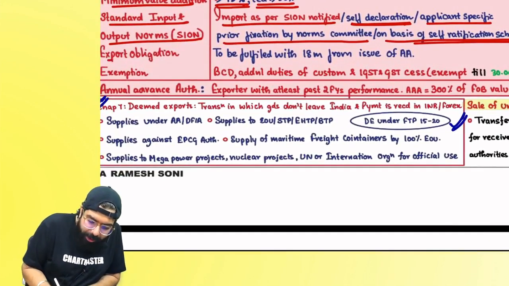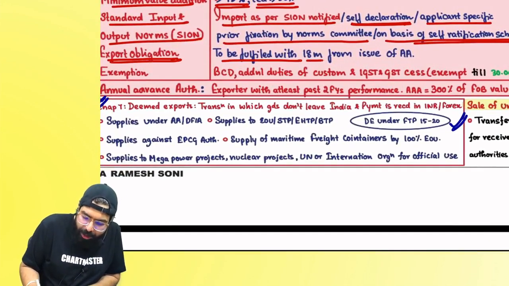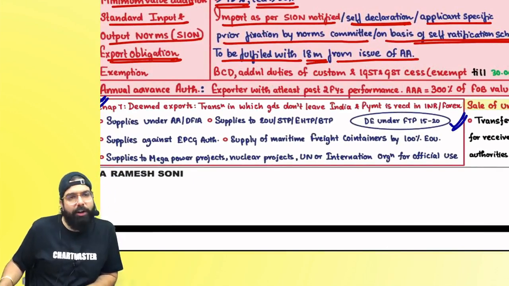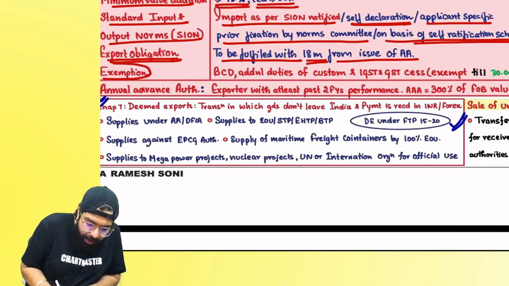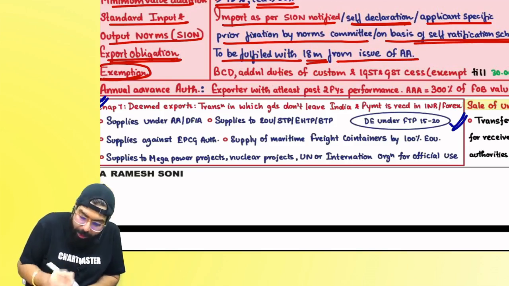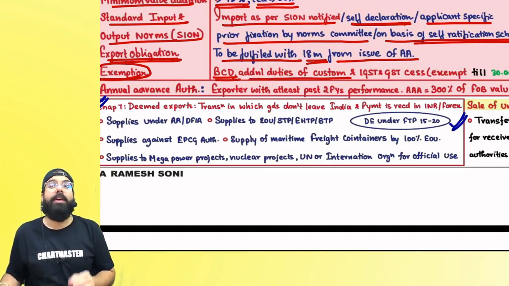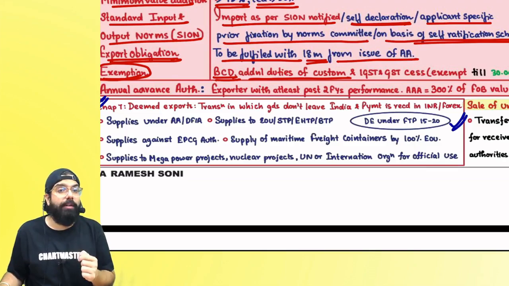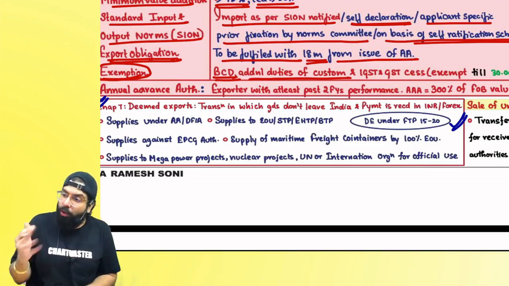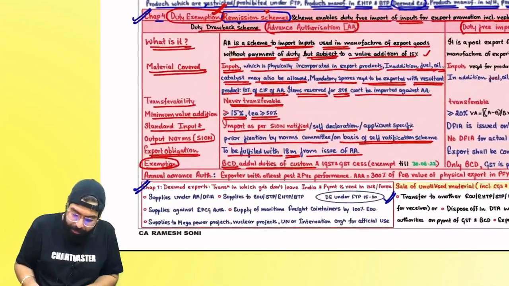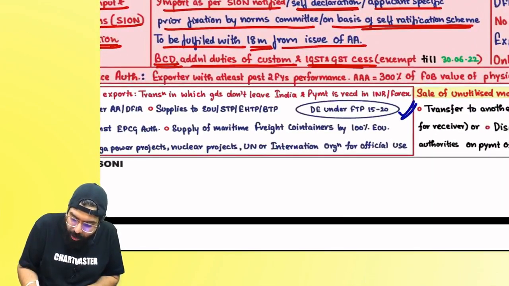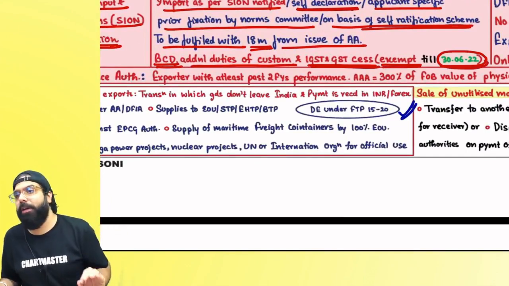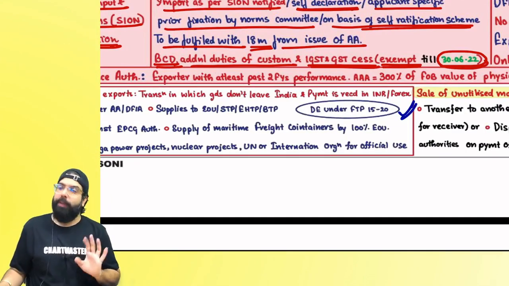Then, sir, export obligation to be fulfilled within how much time? 18 months from the date of issue. Then they are going ahead and telling who are the people who are exempted. What are the things which are exempted? Basic customs duty. Additional duties of customs. What are the additional customs duties? CVDs are there. Safeguard duties are there. All those, you don't have to go ahead and pay. It will be exempted. Sir, IGST and GST compensation cess is also exempted till 30th June 2022. Remember 30th June 2022. Can we go ahead everyone?